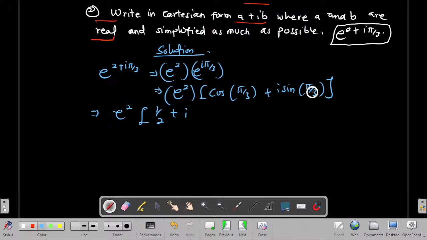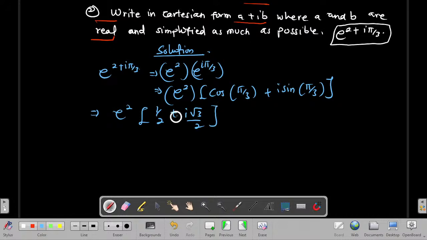What is sine? Here, the same thing: 180 over 3, which is 60. What is sine 60? Sine 60 is root 3 out of 2. So I have root 3 out of 2 nicely.